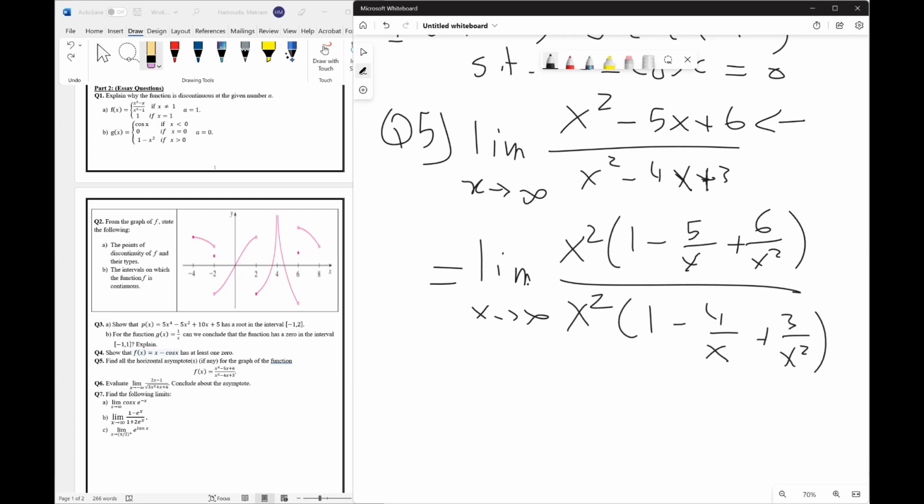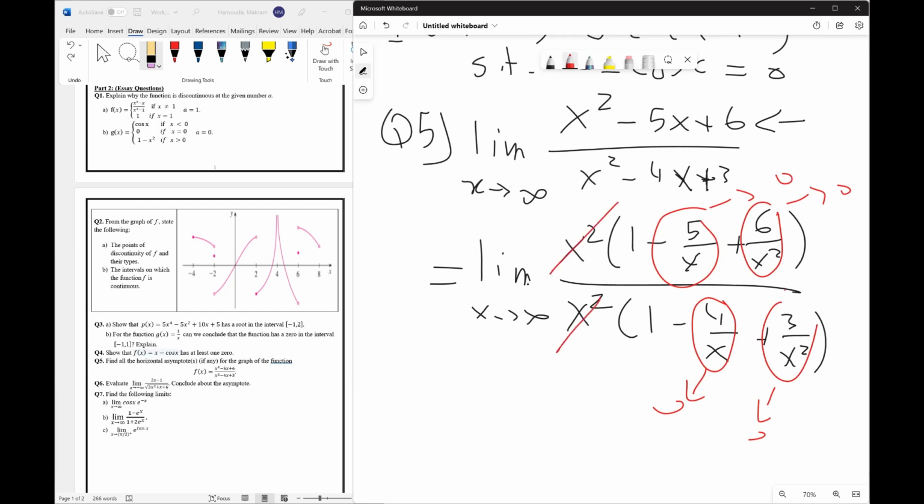So clearly here we have this going to 0, this going to 0. Same for this, all these going to 0. Okay, so I will have this cancellation also. So 1 over 1, so the limit is equal to 1. And I can conclude that y equal to 1 will be a horizontal asymptote.